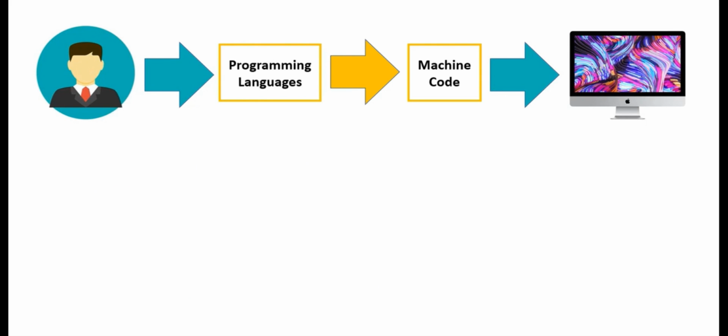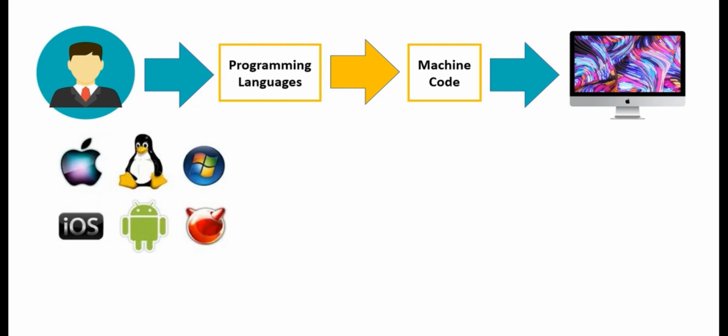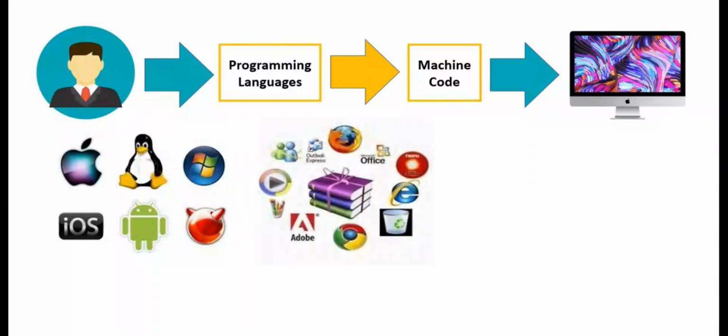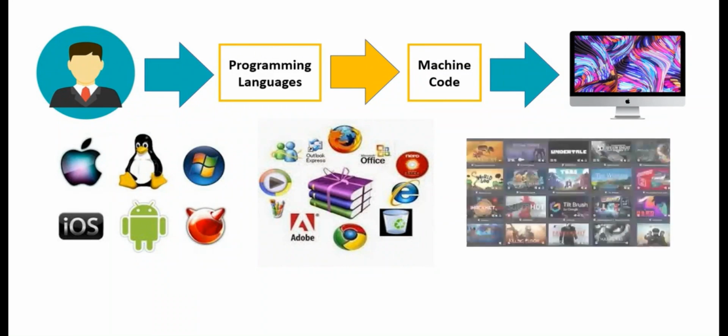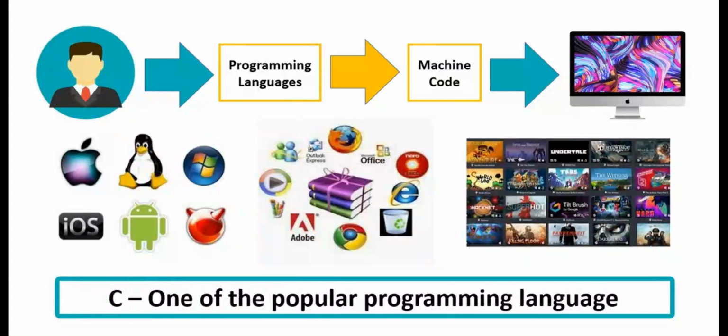So basically, we learn a programming language and this is converted further into machine code that is understandable by the computer. Operating systems like Mac OS, Linux, Windows, Android, applications like Mozilla Firefox, Office, Chrome, Adobe, and games, these all are developed using some programming language. And C is one of the popular programming languages that is used till now. Even this programming language is a base for other programming languages as well.